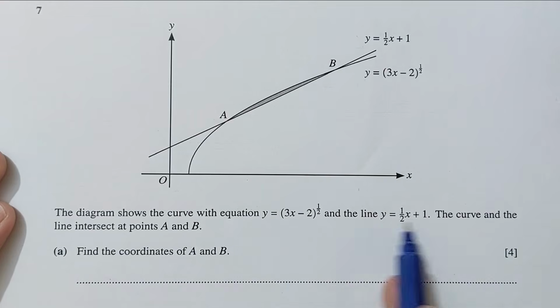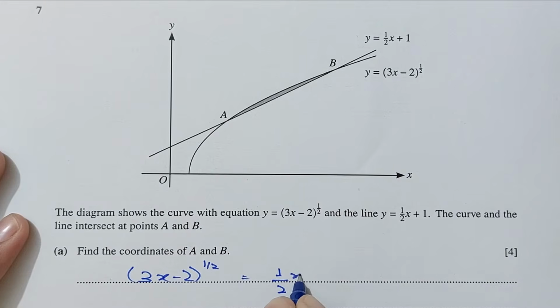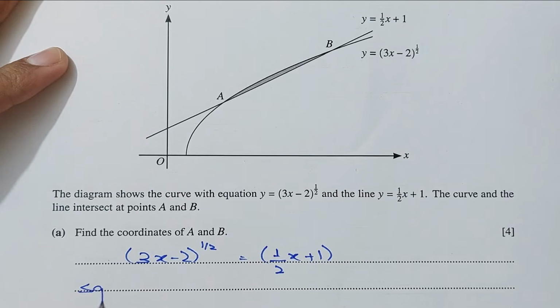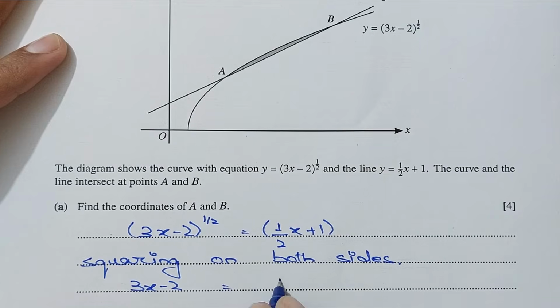We have y equals to this and y equals to this, just comparing. So 3x minus 2, and its power is 1 by 2, equals 1 by 2 x plus 1. To get rid of the square root, we have to square both sides. On the left side, the squaring cancels, leaving 3x minus 2. And on the right side, we have half x plus 1 whole square.